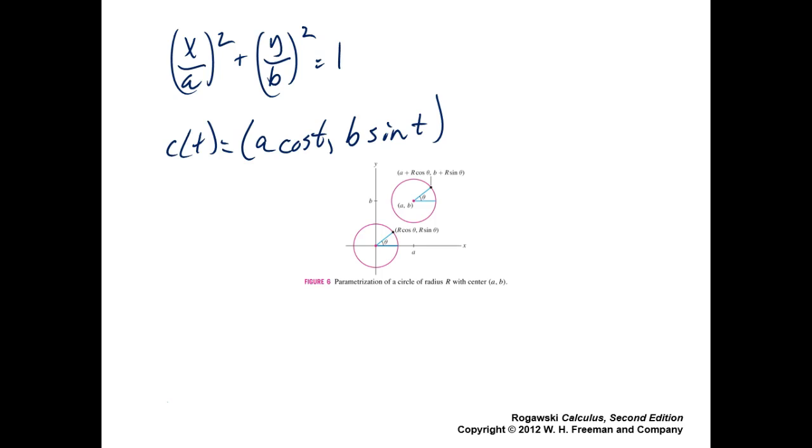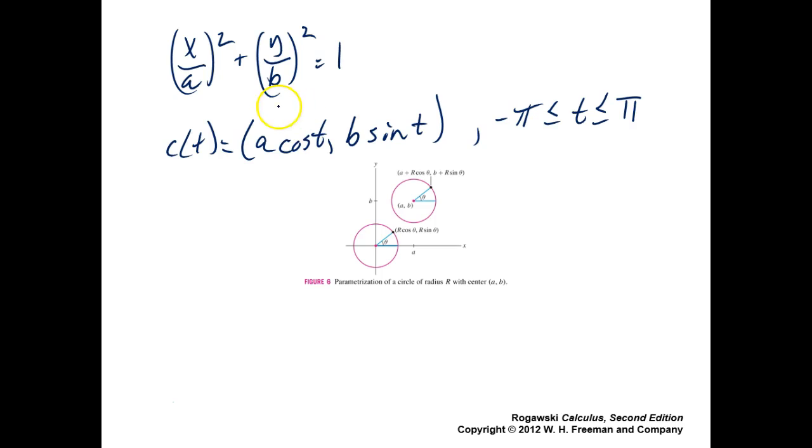Okay. And this is good for minus pi less than or equal to t less than or equal to pi. That gives you just one time around, okay? You don't want to just keep going over and over and over. Okay. We first need to verify that an ellipse with this equation is parameterized by that.